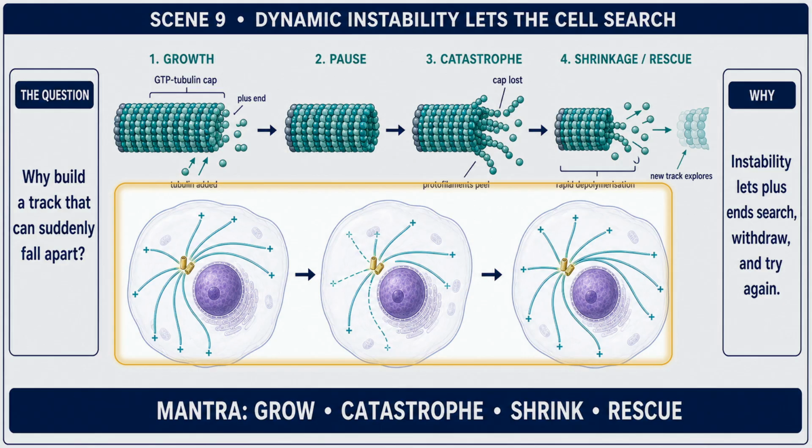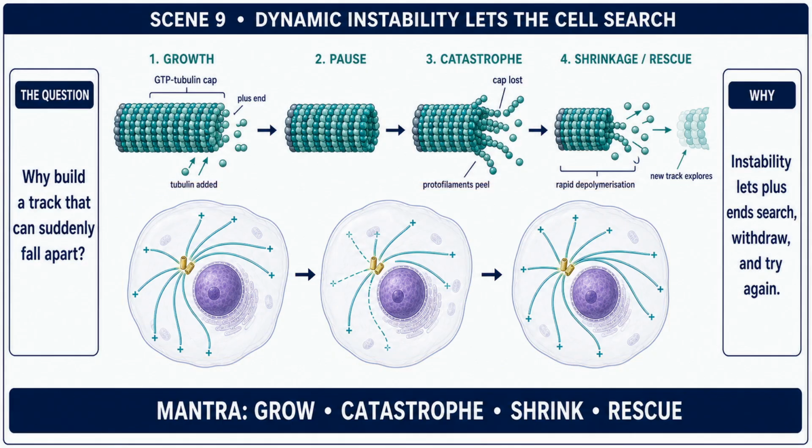With minus ends anchored near the centrosome, populations of plus ends can repeatedly grow into the cytoplasm, withdraw, and try again. The cell does not need one rigid track to swivel like a compass needle. It continuously tests different routes by building and removing dynamic polymers. That lets the network explore space, reorganize quickly, and later search for chromosomes during mitosis.